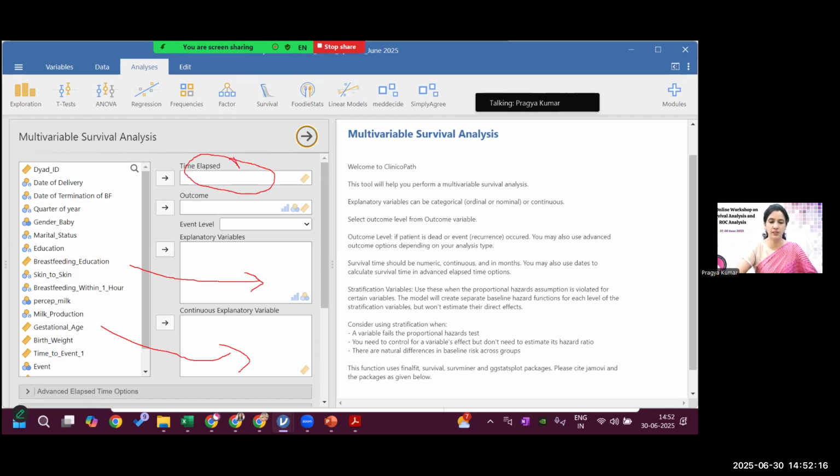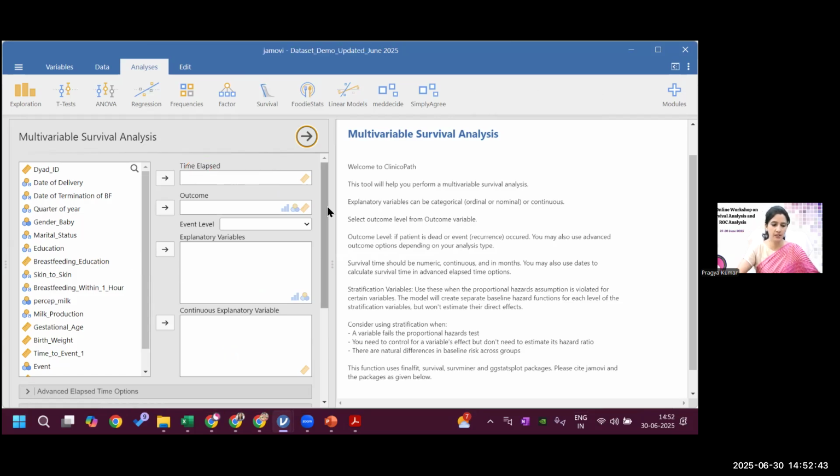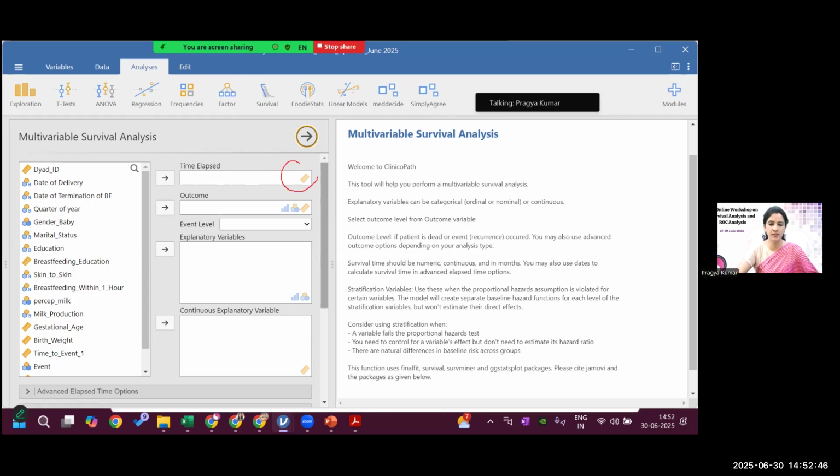This is your survival time. That means you have followed a person up till that time. Either that person is not there with you, that means lost to follow-up, which we call a censor, or that person met with the event, which we call a failure. So this time elapsed consists of two kinds of times: either a censored time or a survival time. That's why survival data is unique. This is a must. Without this time you cannot analyze, because this is your dependent variable, this one and the outcome.